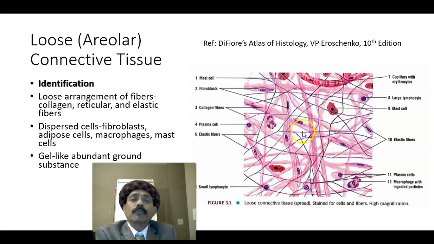We have the fibroblast here. This is the fibroblast. Another one, fibroblast. These fibroblasts are the active cells. We have also fibrocytes. Those are a little bit less active. These cells produce the ground substance and the fibers. We have the plasma cell that produces the antibody. They are loosely arranged. So this is a slide of loose areolar connective tissue.